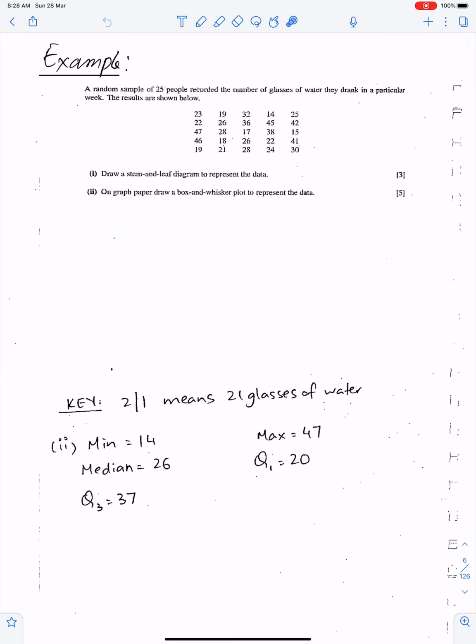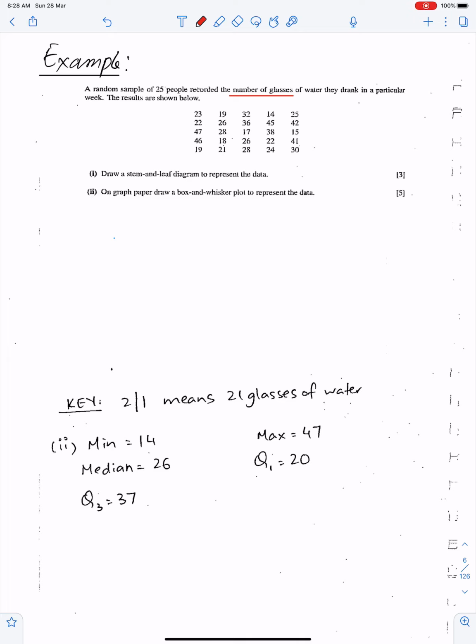Stem plot and box plot. Example: a random sample of 25 people recorded the number of glasses of water, this means the unit, that they drink in a particular week. The results are shown below. Draw a stem and leaf diagram to represent the data.